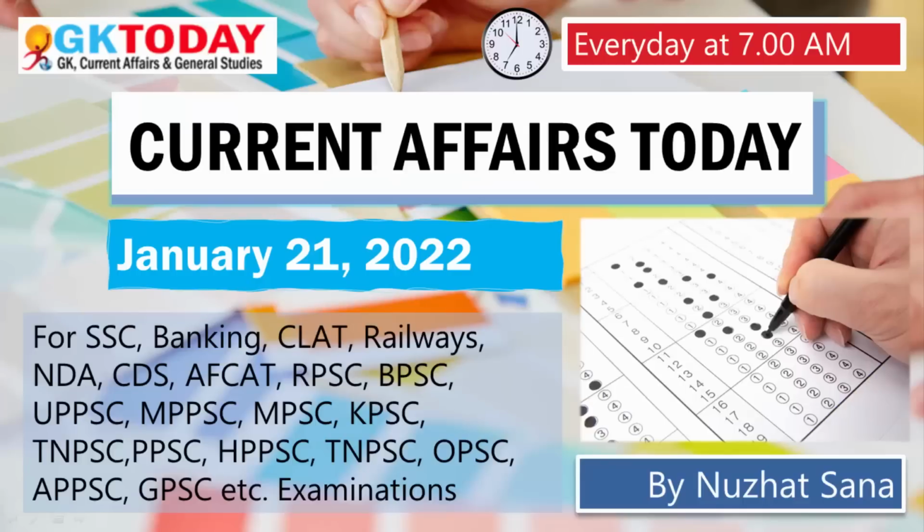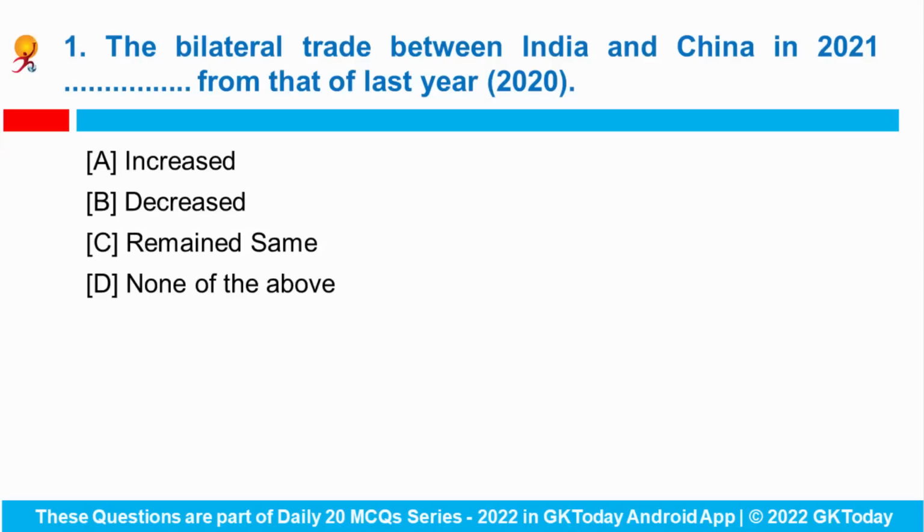Good morning everyone. Welcome back to GK Today. And today we'll be discussing the most important MCQs for 21st of January 2022. Starting with the very first question: the bilateral trade between India and China in 2021 changed from that of last year, 2020. So basically we have to identify whether the trade between India and China has increased, decreased or remained the same.